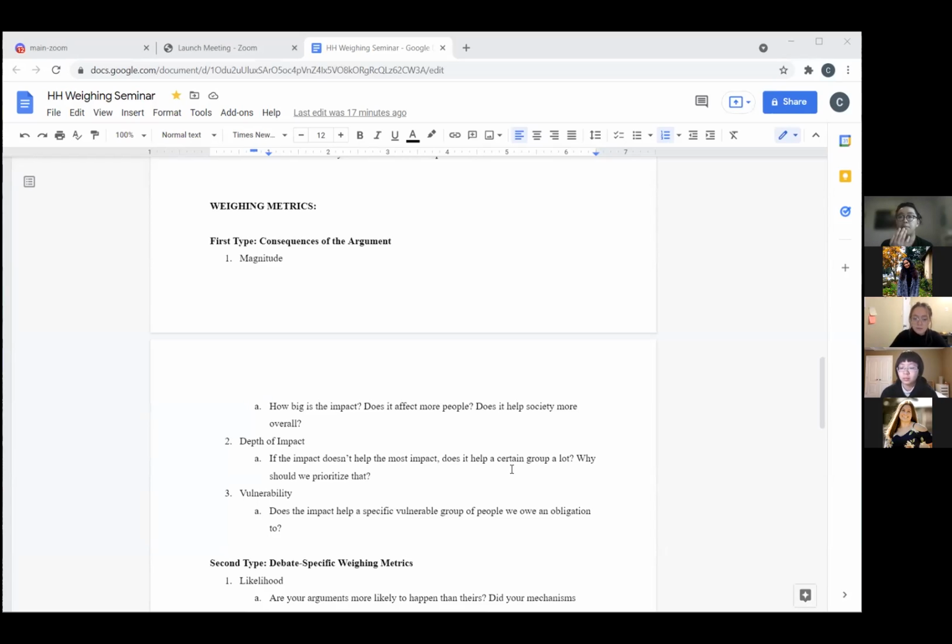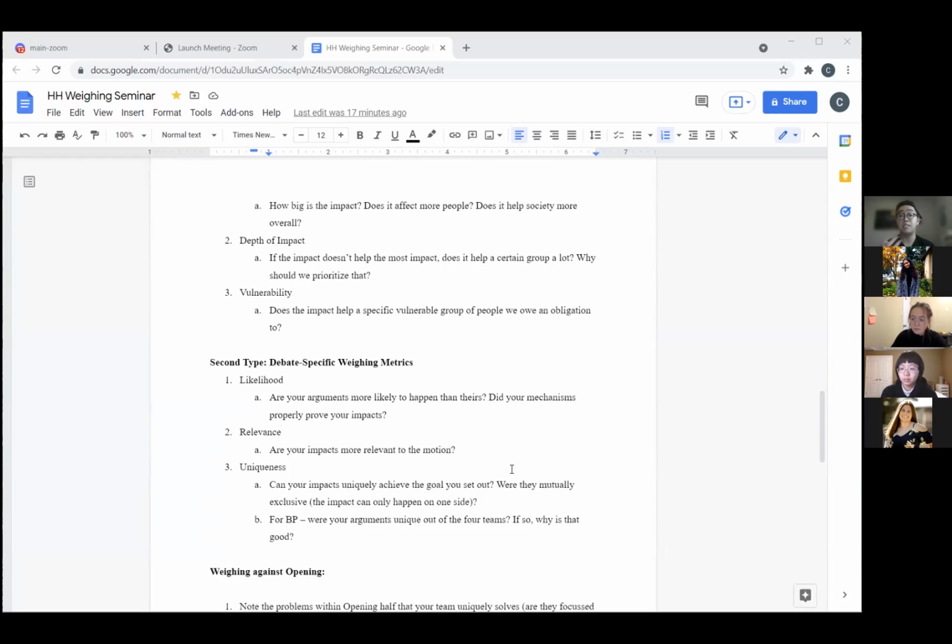Okay. The second type of metric is debate-specific weighing metrics. The first part of this is likelihood. Are your arguments more likely to happen than theirs? Did your mechanism properly prove your impacts? And I want to note something that a lot of people oftentimes forget. Whenever you are mitigating an argument, whenever you are saying this argument doesn't seem very true, or whenever you're giving reasons why an argument is unlikely, you are always using the likelihood metric.